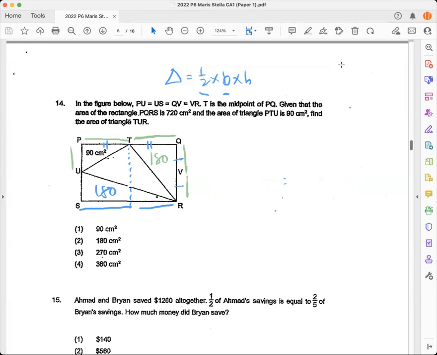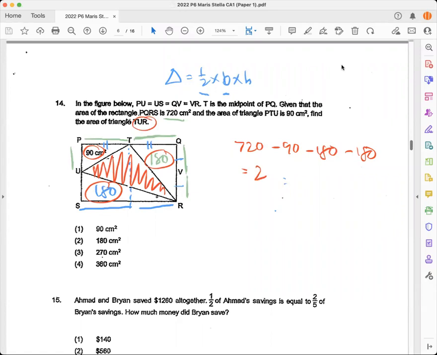Now, the question provides that the area of PQR is 720. So if I use 720, which is the area of the triangle, I take away the 3 triangles. First one, 90. Second one, 180. Third one, 180. What I would be left with will be this triangle TUR, which is what the question wants. That gives you 270. This is answer 3.